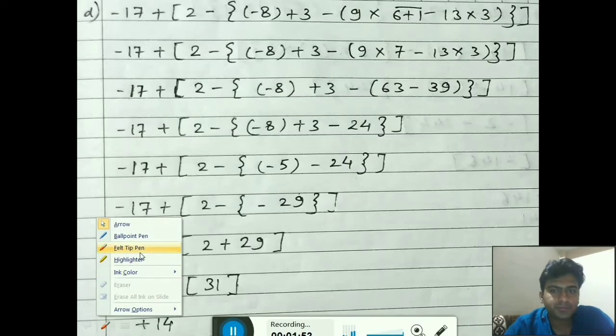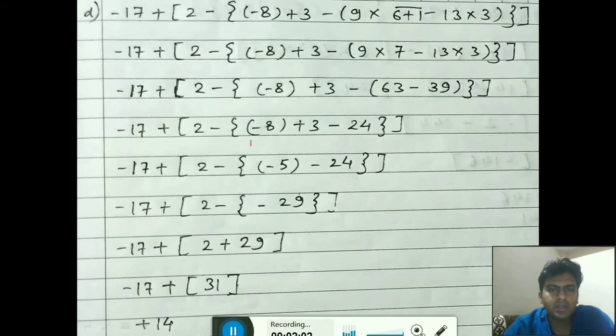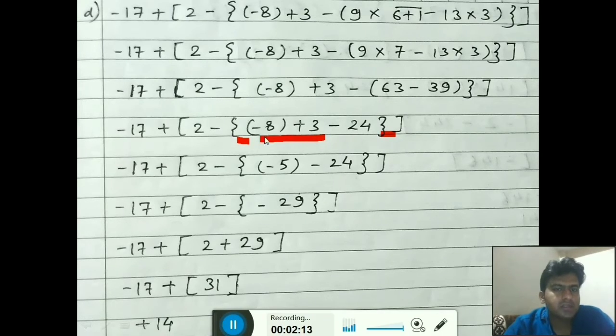Now next step, minus 17 plus, now what do we have to solve at this step? We have to solve this curly bracket. Look here. Inside the curly bracket, according to the BODMAS rule, first we have to solve the addition. Here a plus sign is there, so we will solve this bracket first. Minus 8 plus 3 equals minus 5. Now again we have to solve this curly bracket. Minus 5 minus 24 equals minus 29.